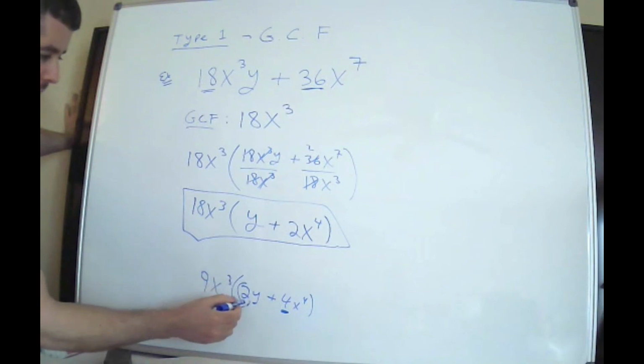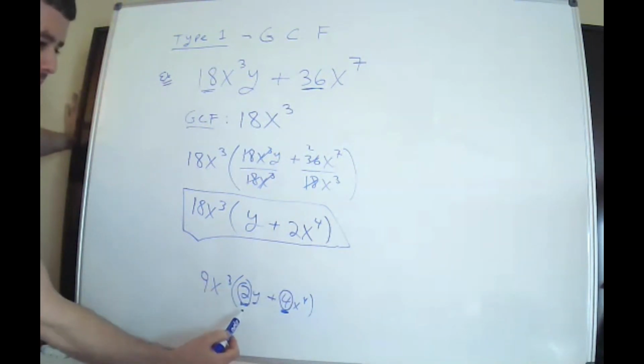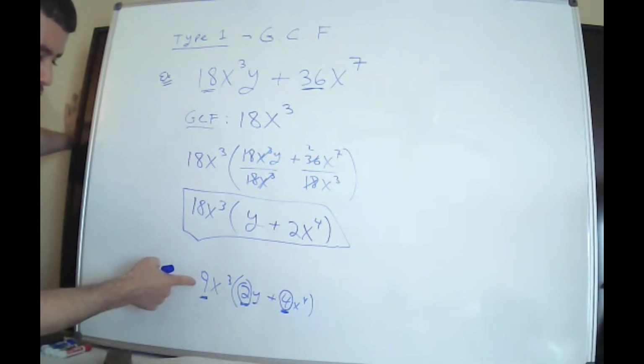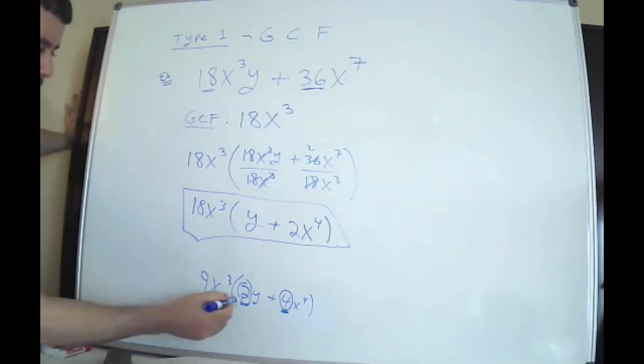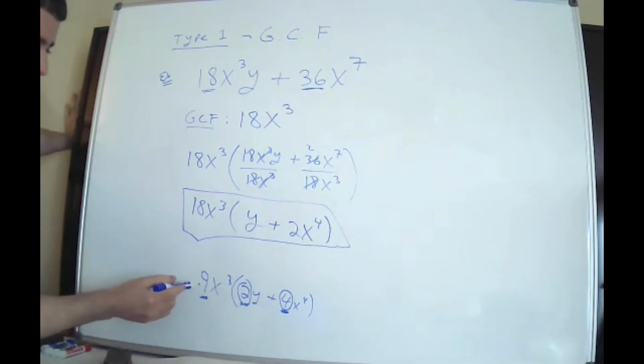If you ever get numbers left inside that are still divisible by a common number, then what you picked out front is not large enough. 9 is not large enough. 6 is not large enough. You'll have numbers inside that still have something in common. So this is how you know you screwed up.